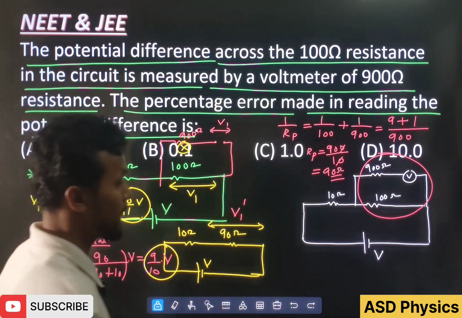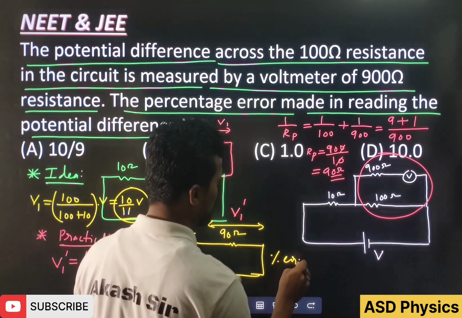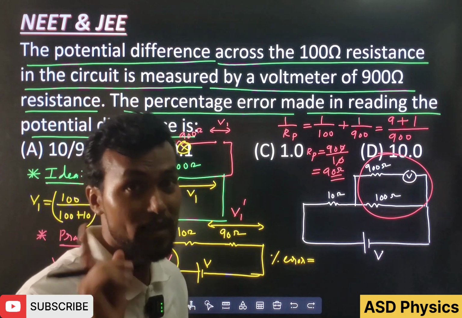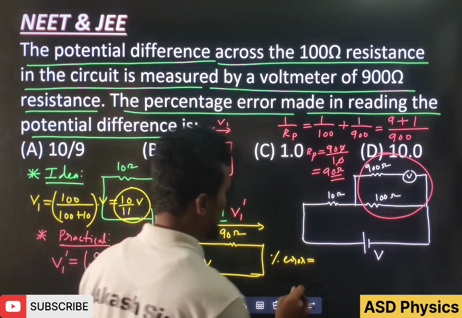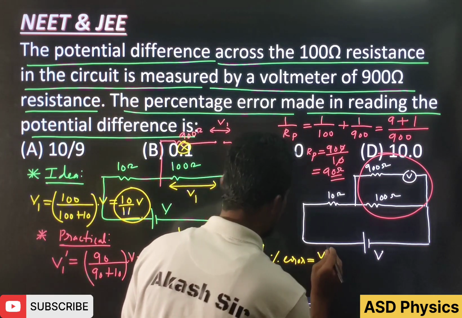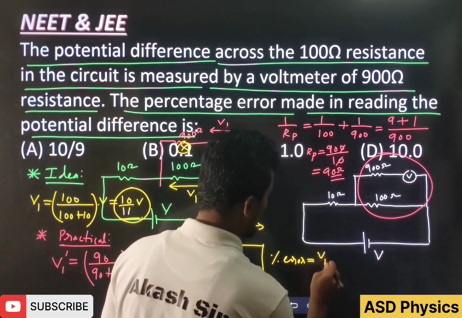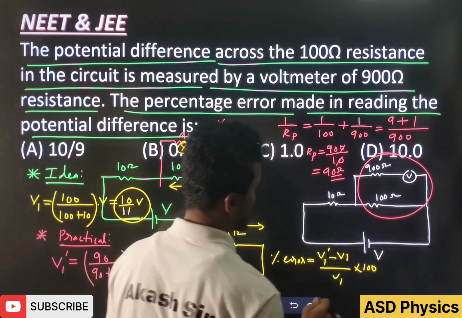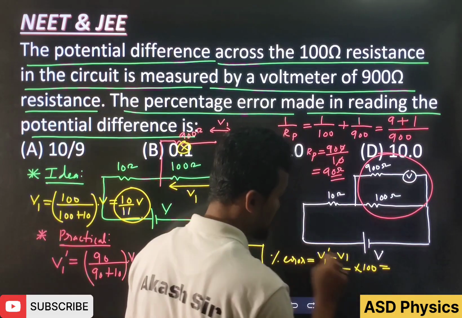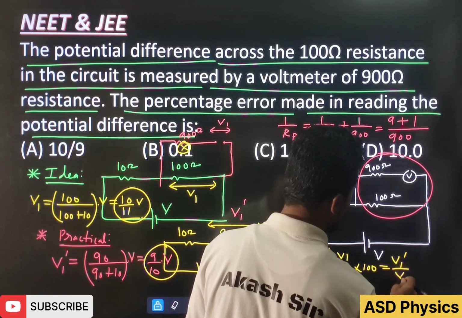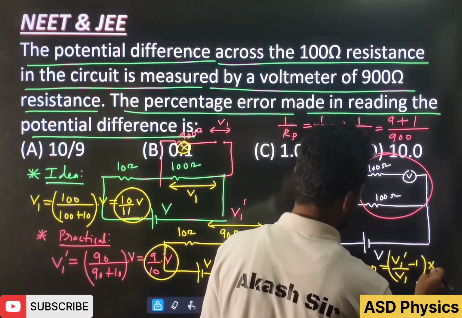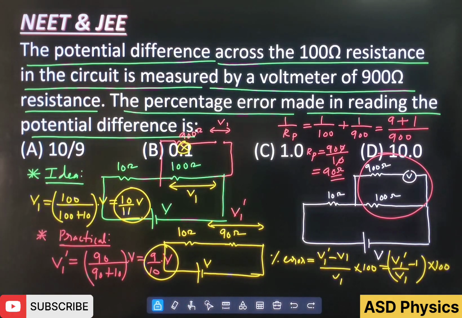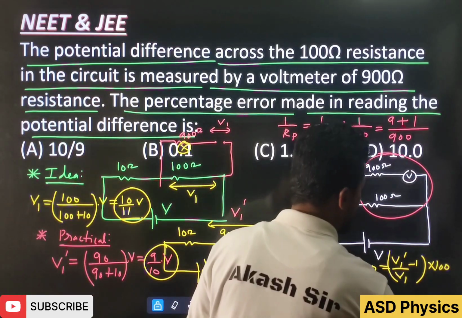But what they are asking here is the error. Percentage error is given by error by true value, so measured value minus true value by true value into 100. The measured value here is V1 dash. So V1 dash minus V1 by V1 into 100. This will become V1 dash by V1 minus 1 into 100. Now V1 dash, how much is this? 9 by 10.